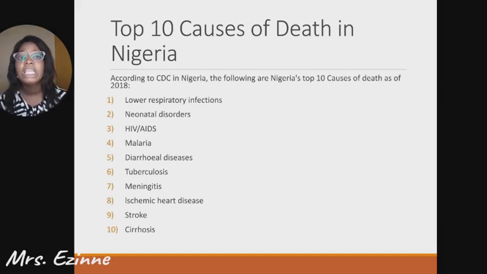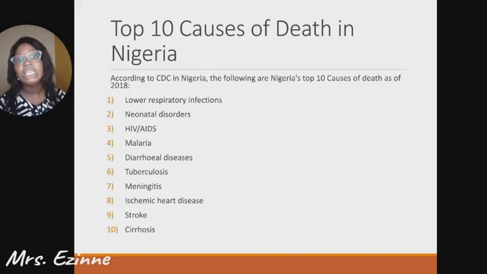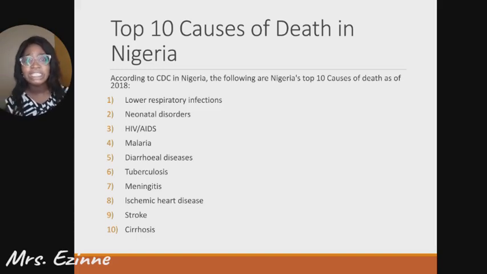So the first one is the lower respiratory infections. We have neonatal disorders, we have HIV and AIDS, which we are still battling all around the world. We have malaria, which is an endemic disease here in Nigeria. We have diarrheal diseases, especially attacking our under 5 children here in Nigeria. Then we have tuberculosis as well as meningitis, and we have ischemic heart disease, stroke, and cirrhosis.